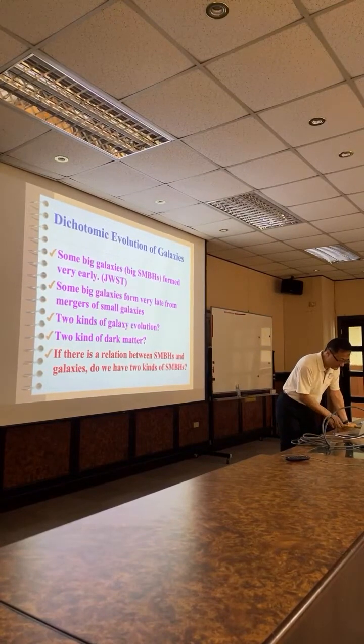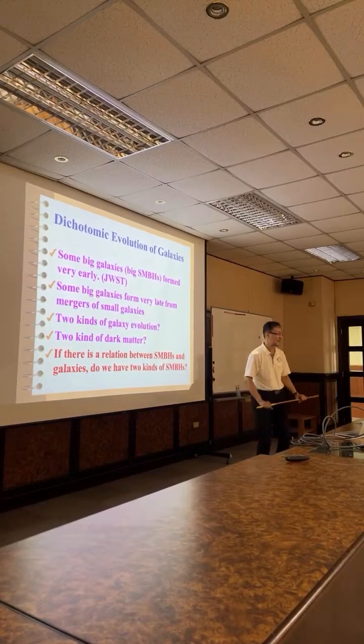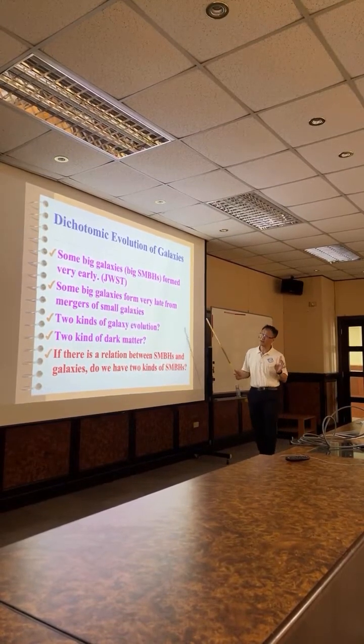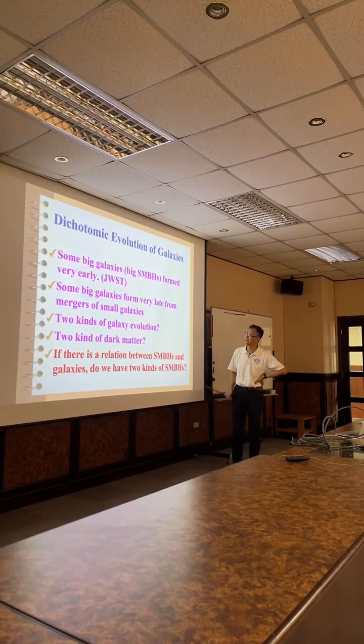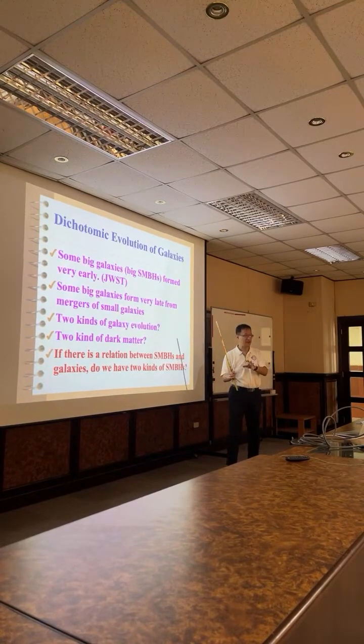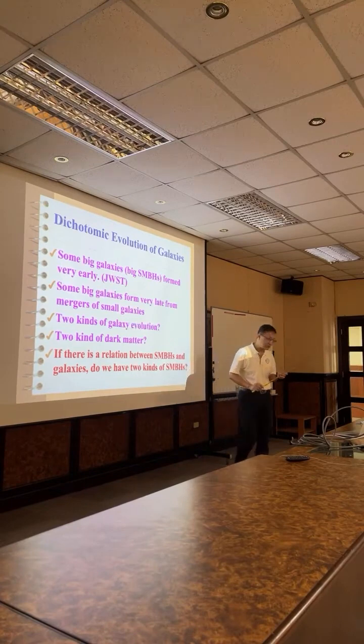Another interesting topic is the evolution of galaxies. We now know there are some very big galaxies in the very early universe. At the same time, there are big supermassive black holes, right? And we know there are also some galaxies that actually formed late from the merging of some galaxies. So there are big galaxies formed very early, and big galaxies that formed late. So actually, you can imagine the evolution of galaxies.